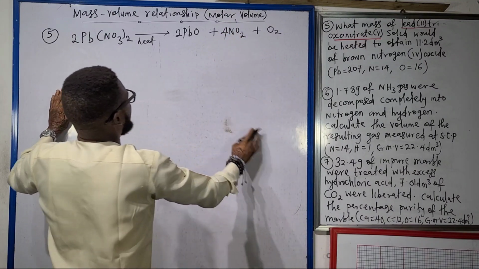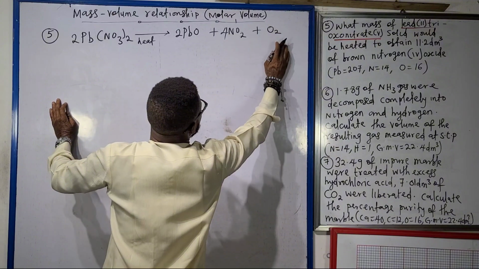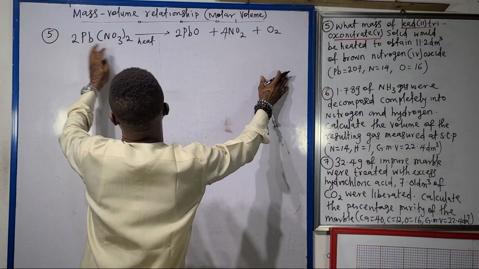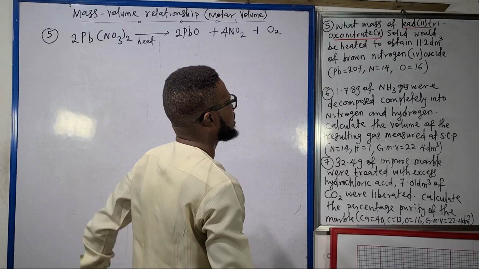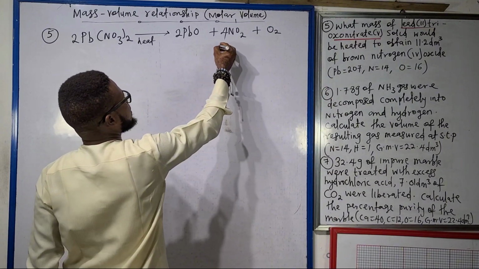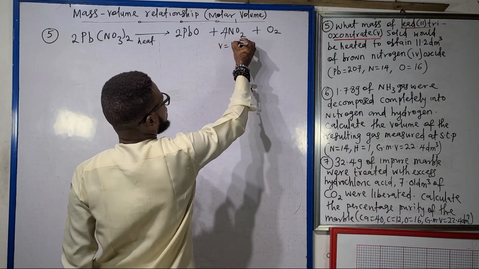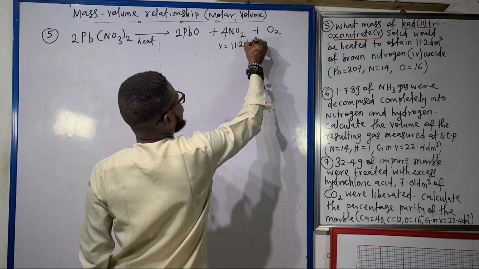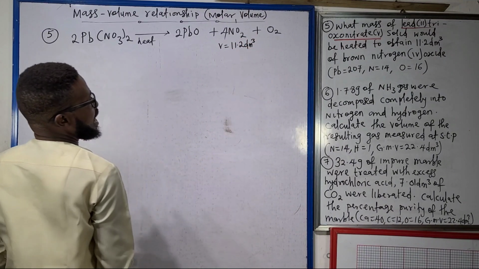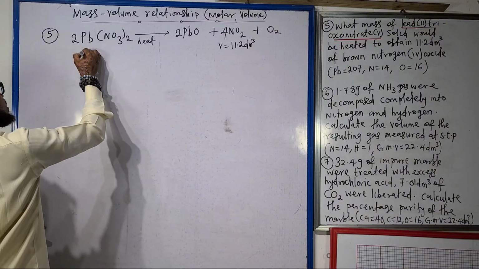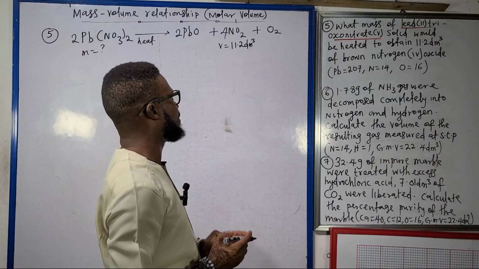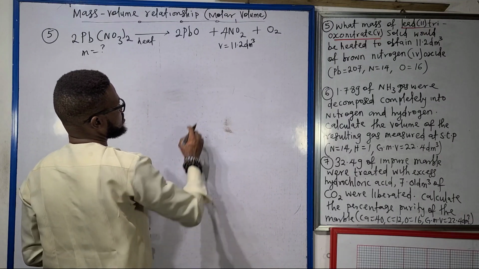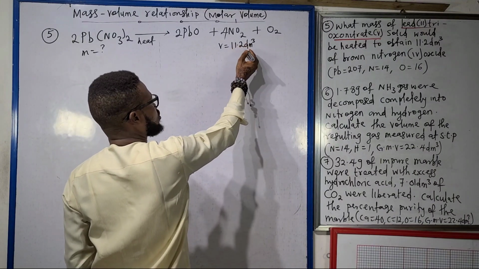I think that's just about it. 2 oxygen here, 8 oxygen here, that's 10 plus 2, 12 oxygen. This is a balanced equation. So in this case, the brown nitrogen peroxide, the volume here is 11.2 dm cube, and we were told to look for the mass of lead(II) trioxonitrate(V). This is just a case of the Kiddo concept. So when I look at this, I have to convert this to mole.